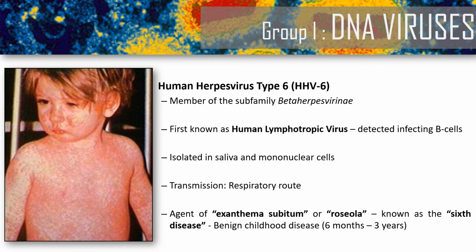And then it is the agent of exanthema subitum or roseola, known as the sixth disease. It is a benign childhood disease, occurring from 6 months to 3 years. So, exanthema subitum, class, or roseola. If you can observe this one, this is a typical example of exanthema subitum, like Harry Potter, class.